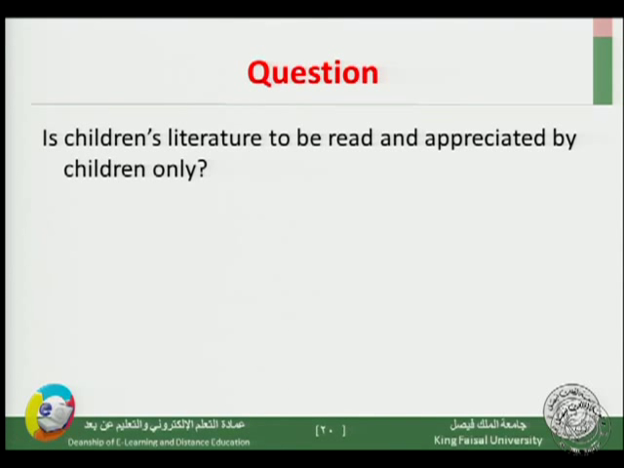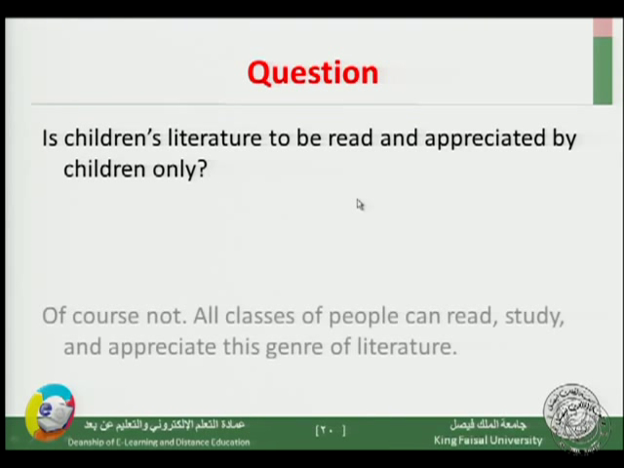Is children's literature to be read and appreciated only by children? Of course not. All classes of people can read, study, and appreciate this genre of literature. Remember the word genre? I said a few minutes ago that genre means literary type. Not just a type, a literary type.